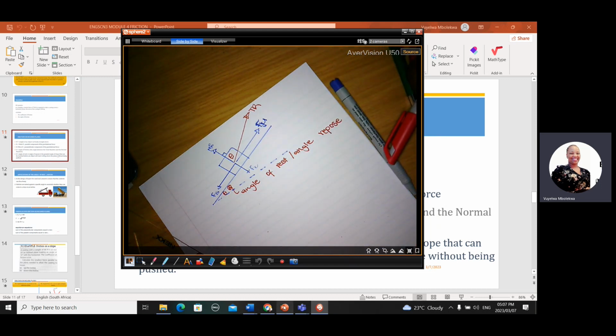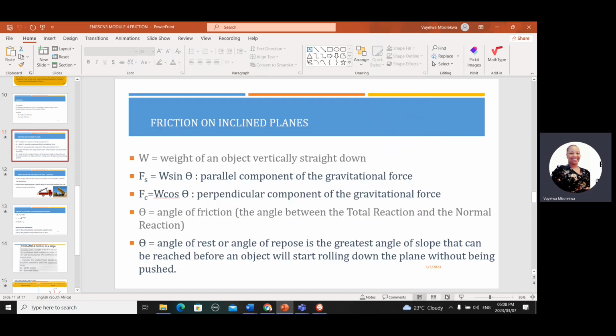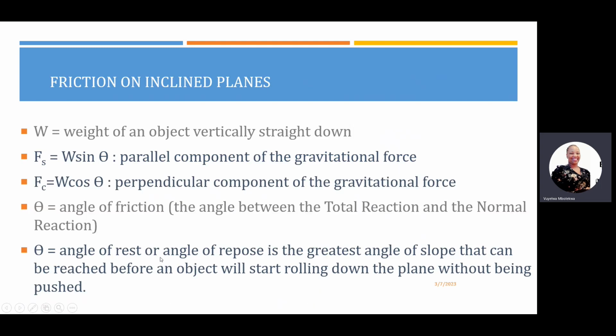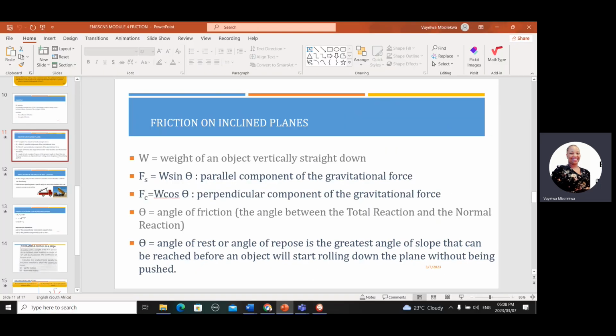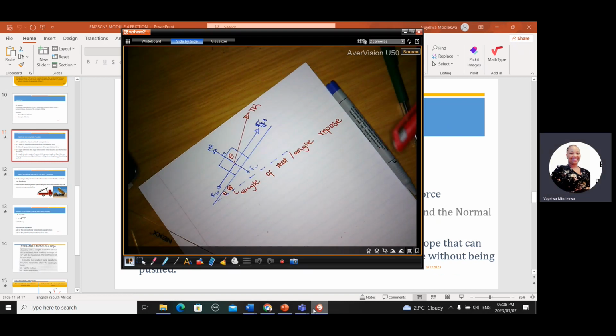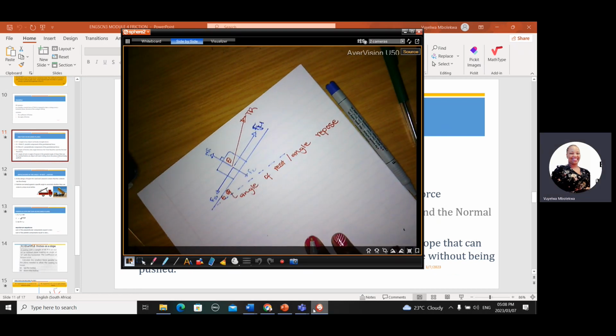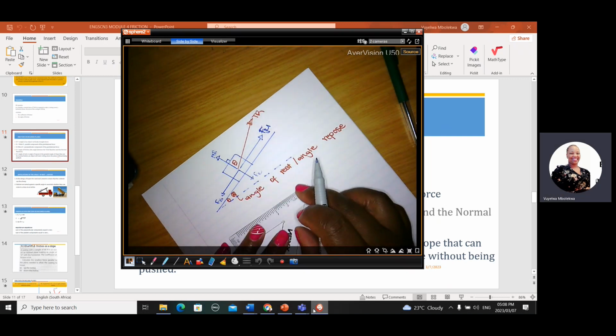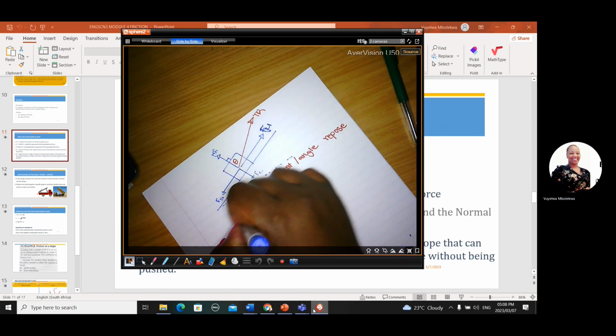So this is a different angle to the angle of slope. This is how we define it. We say the angle of rest or the angle of repose is the greatest angle of slope that can be reached before an object will start rolling down the plane without being pushed.